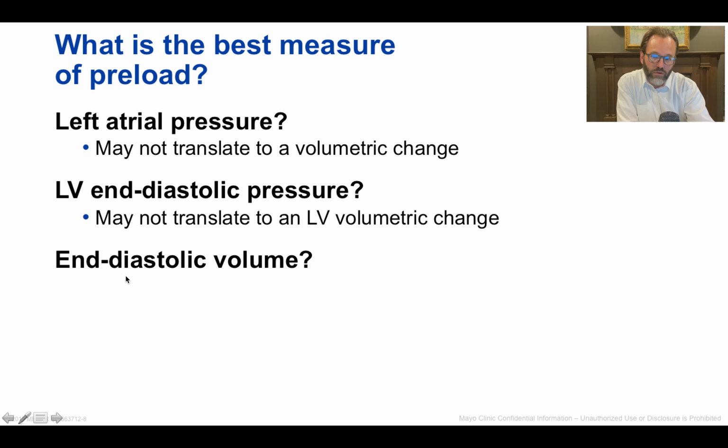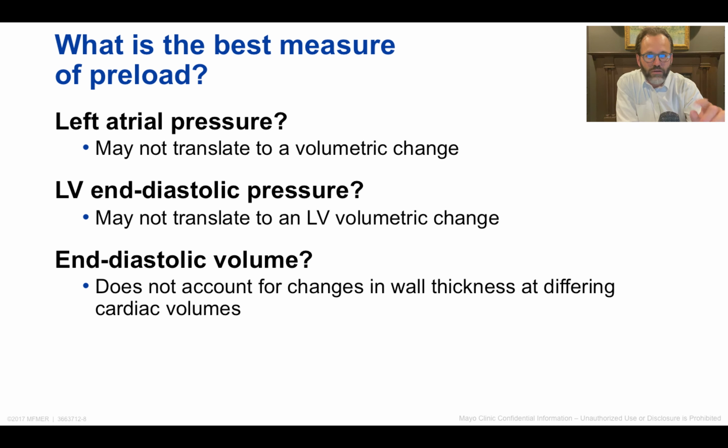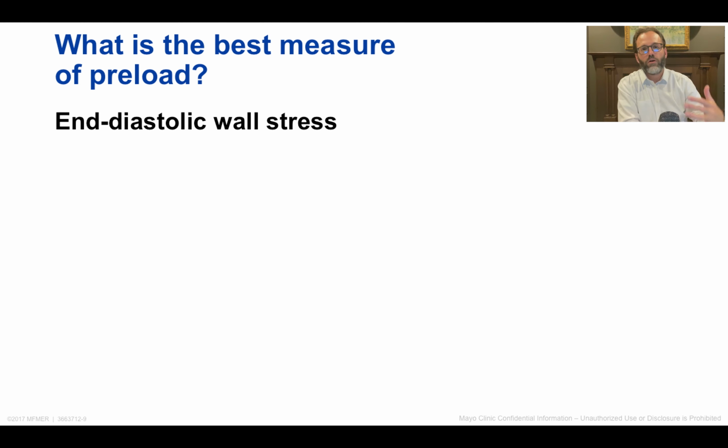And if we think of what you say, well, fine, I'll just abandon pressure altogether. Well, I will focus instead on end-diastolic volume. The problem with focusing on volume in and of itself is that end-diastolic volume does not account for the changes in wall thickness that we discussed at the end of the last lecture in the Wiggers diagram that occur at different cardiac volumes. And so what we would argue for is that the best measure of preload is actually likely to be a measurement called end-diastolic wall stress.